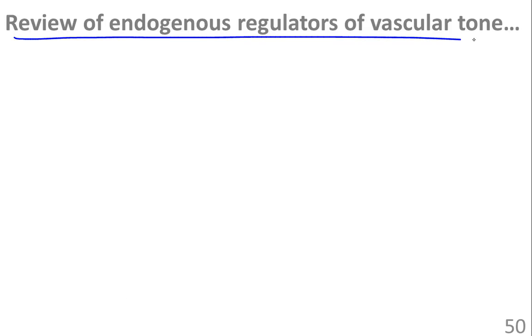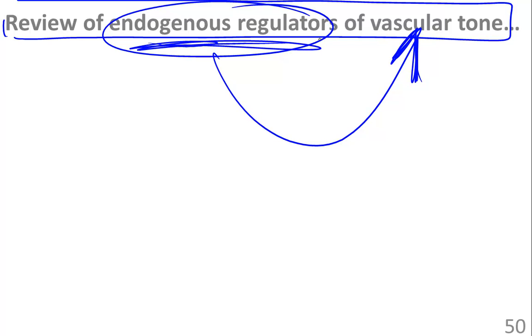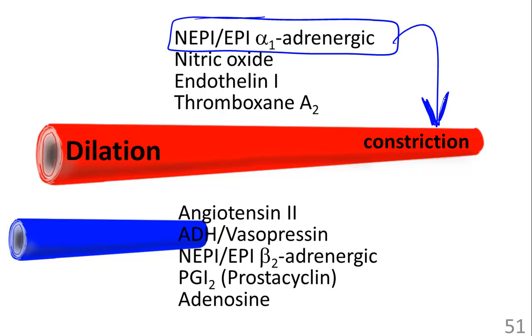Same thing here. I wanted just to throw the slide in there as a review. Since we've learned of so many endogenous regulators of vascular tone, I wanted to throw them all on a slide so you can see them. Again, endogenous are things that our body makes. And so we have everything like norepi and epinephrine, which bind alpha-1 adrenergic receptors. That obviously causes veno and arteriolar constriction.